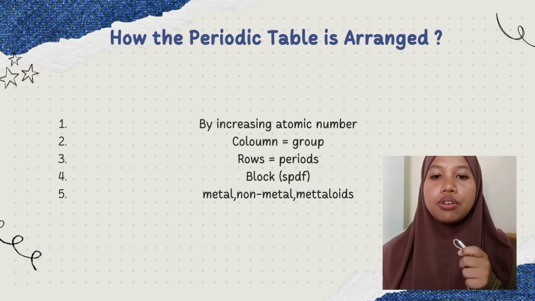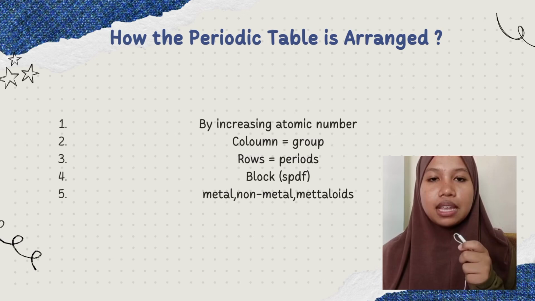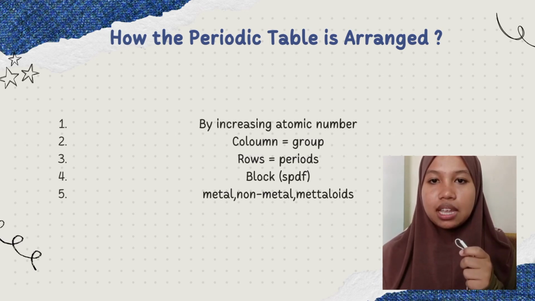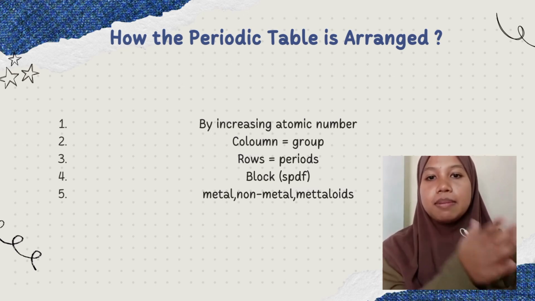Number 2, rows or periods. Horizontal rows are called periods. Elements in the same period have the same number of electron shells. As you move across a period, elements change from metals to metalloids and non-metals.